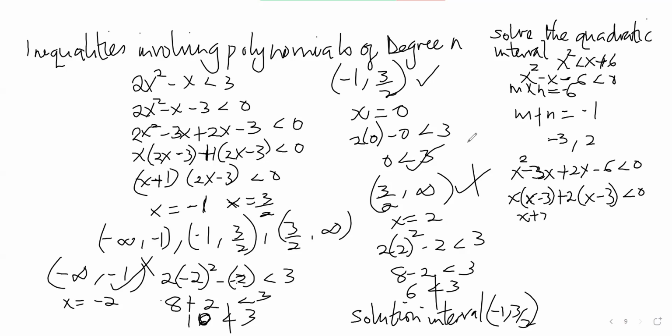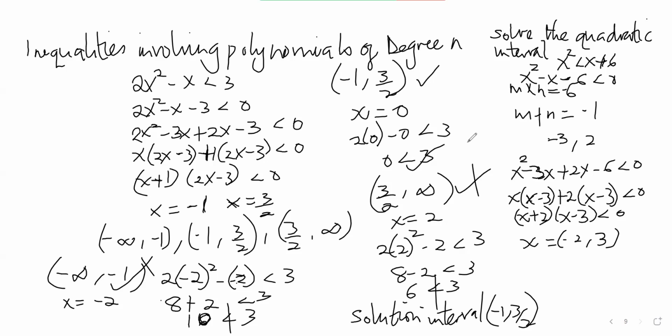x plus 2, x minus 3 is less than 0. So x is equal to -2, and also x is 3. So from there, now you have these ranges. This is correct.